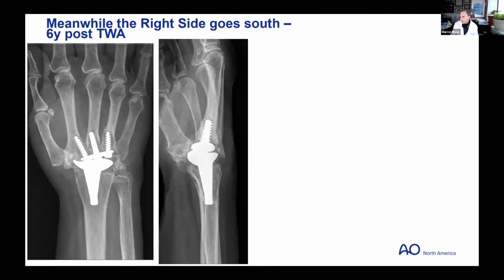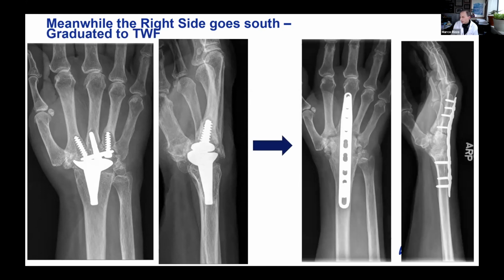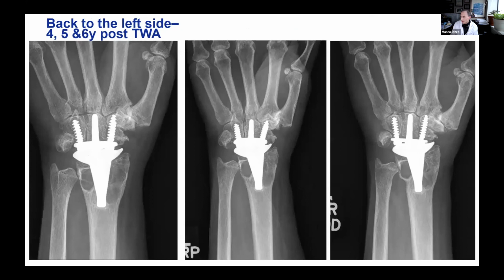The right side goes south and gets loose and it's painful. And at this point, I opted to move forward with an arthrodesis, which went on to do well. Her left side developed progressive osteolysis over the 4, 5, and 6 year period, as you can see. This is one of the problems with these wrist replacements, osteolysis. More often, it's a distal problem, not so much a proximal problem. But in this case, it turned out to be proximal.